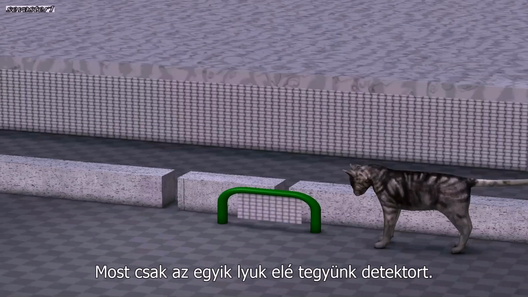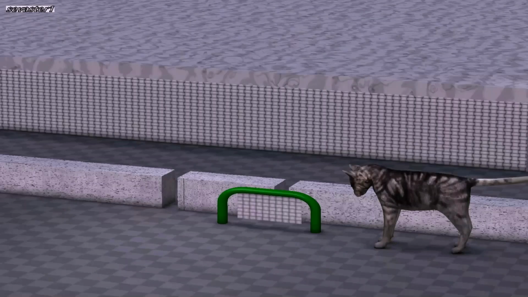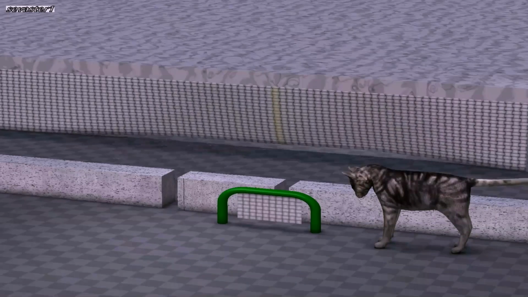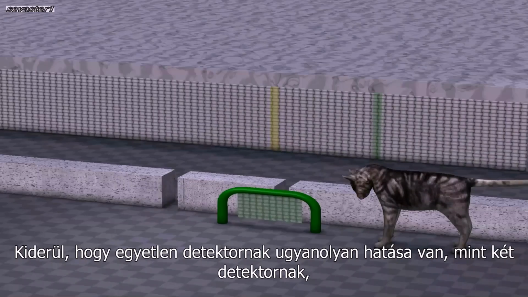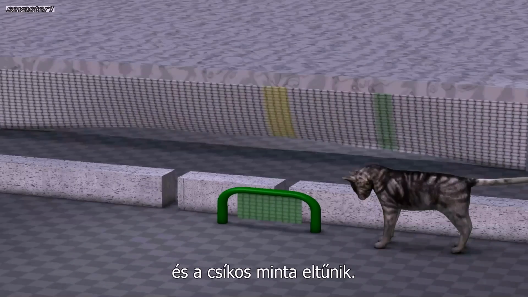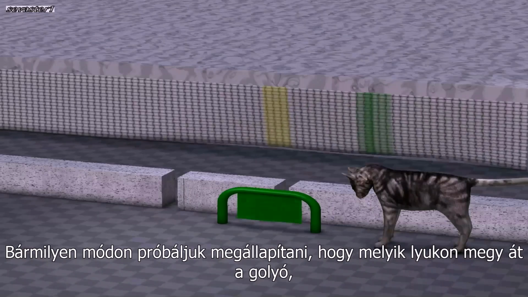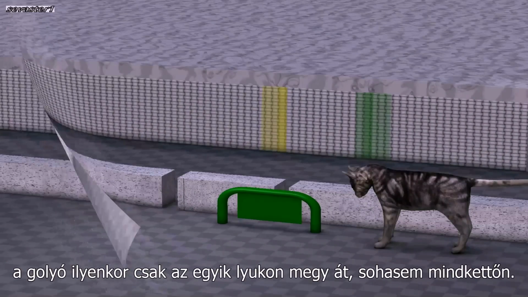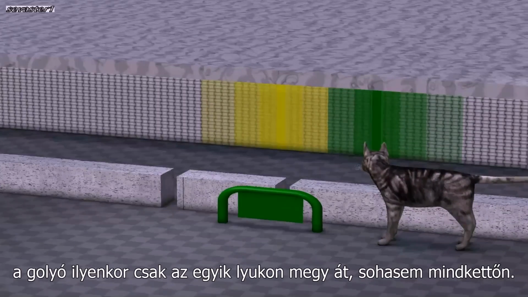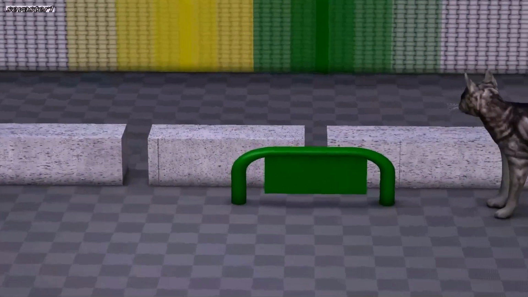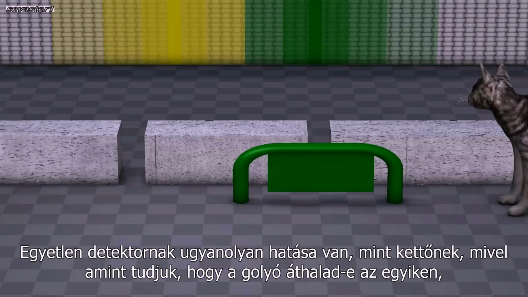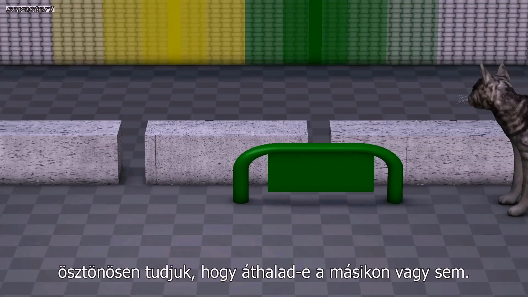Let's try putting a detector in front of only one of the two holes. It turns out that having even just one detector has the same effect as having two detectors and causes the stripe pattern to disappear. Any attempt to discover which of the two holes the marble passes through forces the marble to pass through one hole or the other, and not both. One detector has the same effect as two because once we know if the marble passed through one hole, then we also automatically know whether or not it passed through the other one.